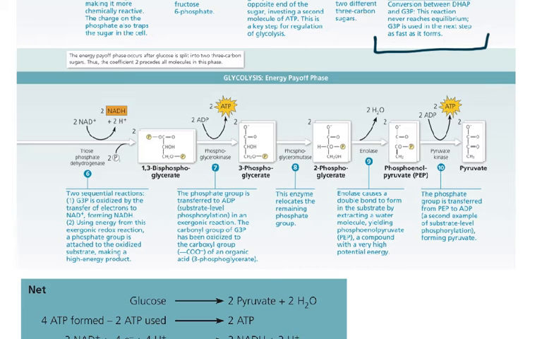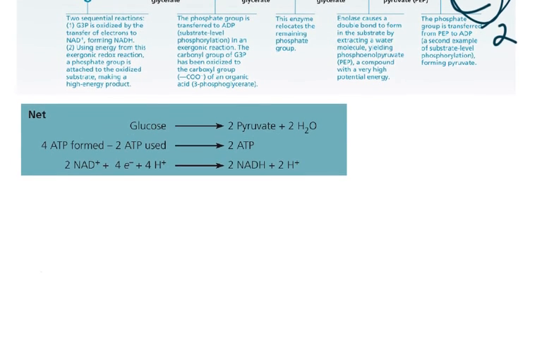So in our net total, we lost 2 ATPs, but we gained 4 ATPs in making our final product of pyruvate. So we're getting 2 pyruvates. So here's a little tally of everything we got. We made glucose into 2 pyruvates, we released some water, we made 2 ATPs net, and we made 2 NADHs.